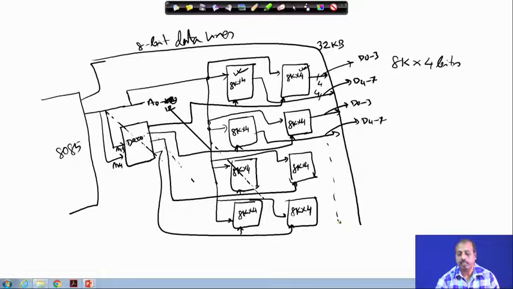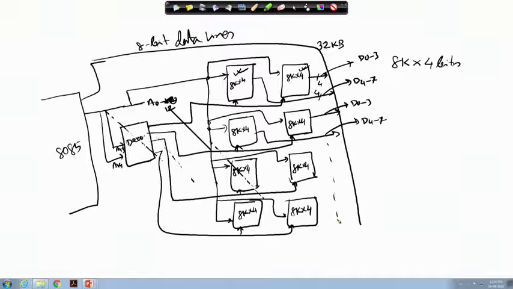So, this way you can make a memory system using basic memory chips of whatever sizes are available, and then we can connect them in some fashion by means of this decoding logic from the processor to get the full memory system implemented.